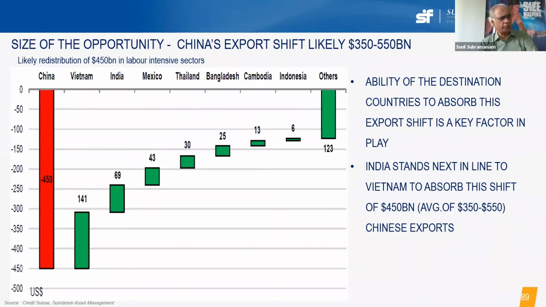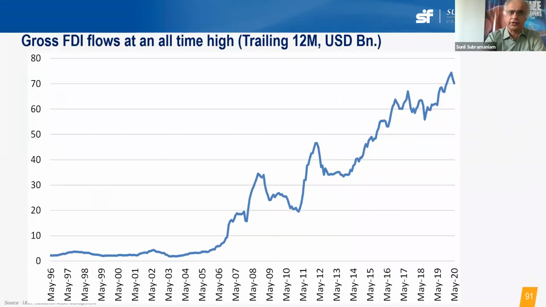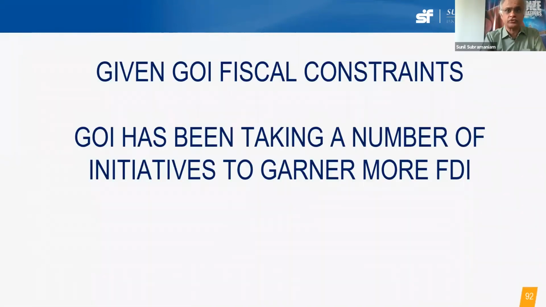So of the potential $450 billion export moving out, a third is what Vietnam is poised to grab, but India is second with 69 billion. And in the coming days, we expect this to go up because FDI has been rising in India for quite a long time because of India's attractiveness. But it has mostly been coming into Paytm, Zomato, Swiggy, and the internet kind of startups. We need to make that come into manufacturing, and we need to increase also what is coming.